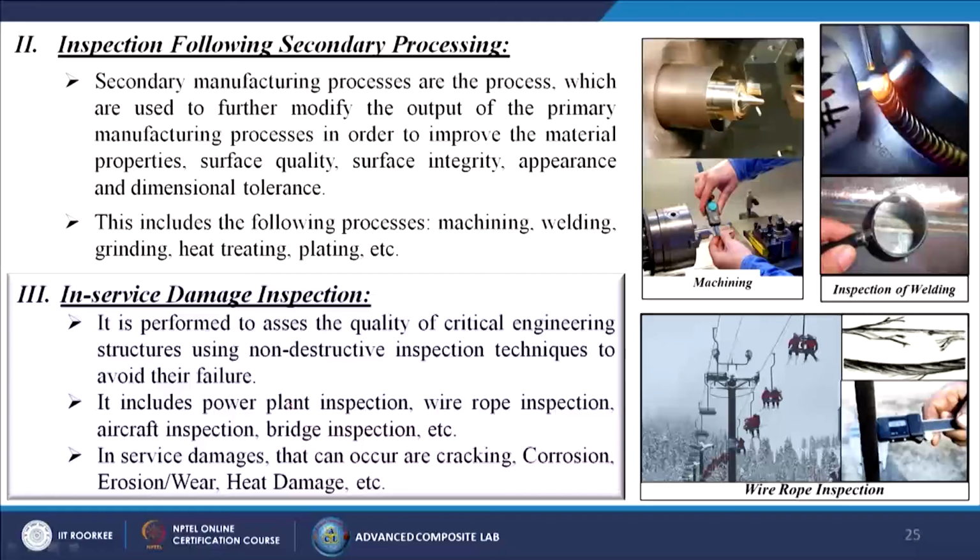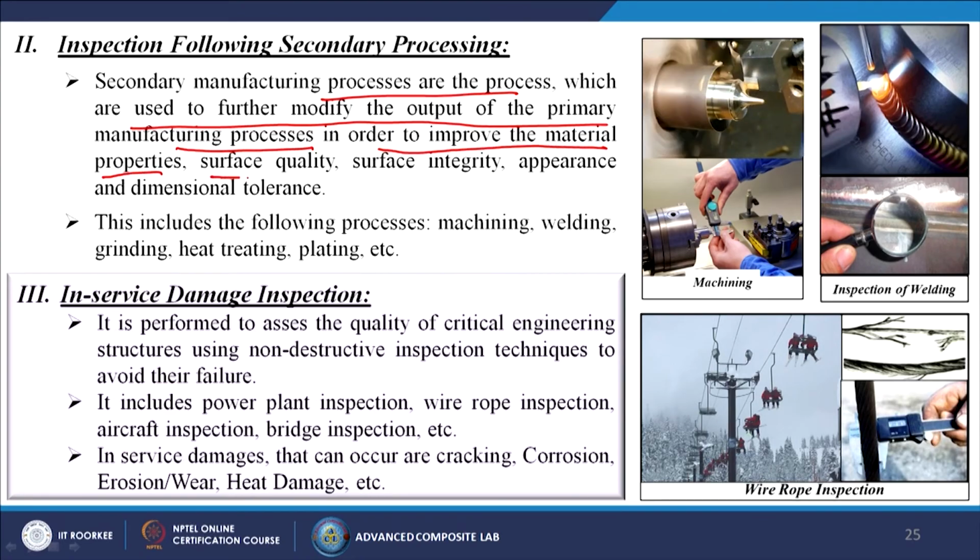Second, inspection following secondary processing. Secondary manufacturing processes are the processes which are used to further modify the output of the primary manufacturing processes in order to improve the material properties, surface quality, surface integrity, appearance and the dimensional tolerance. This includes processes like machining, welding, grinding, heat treating, or maybe plating. So, there are many more also.